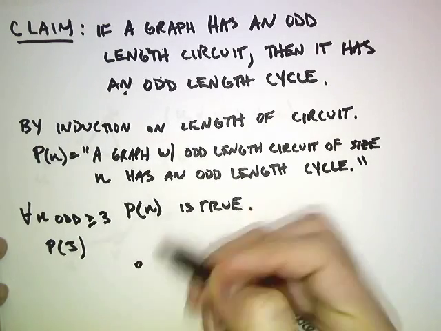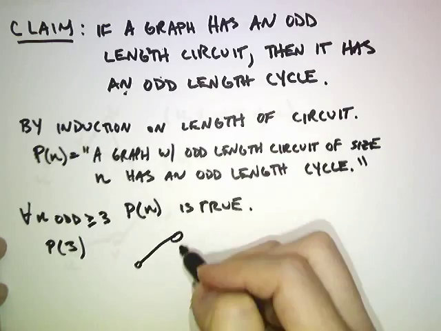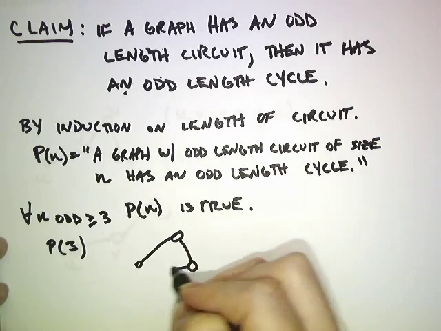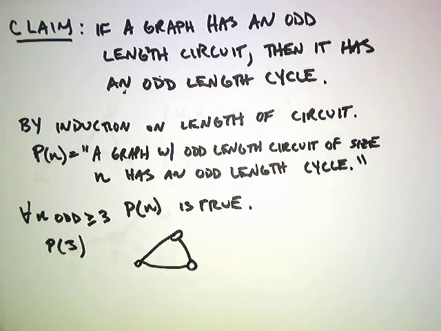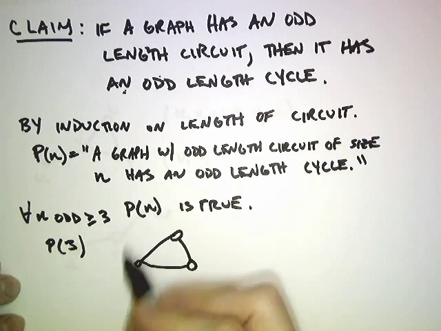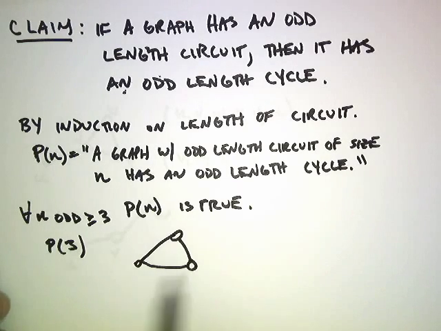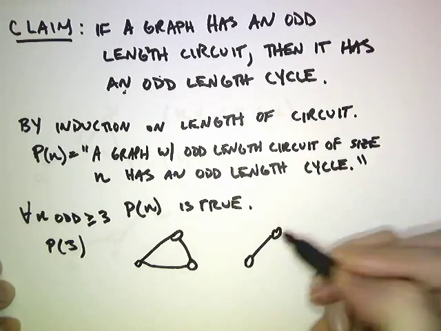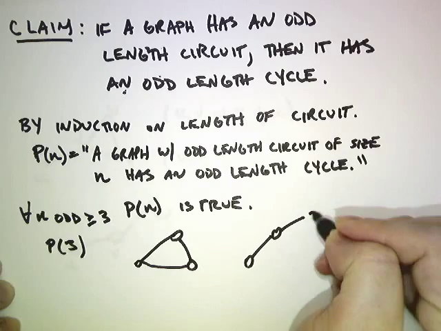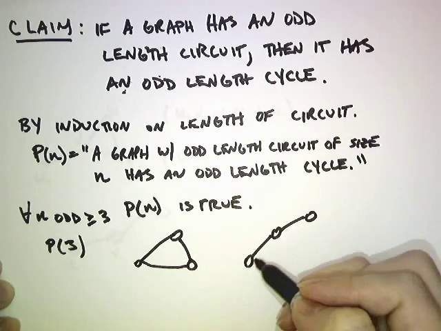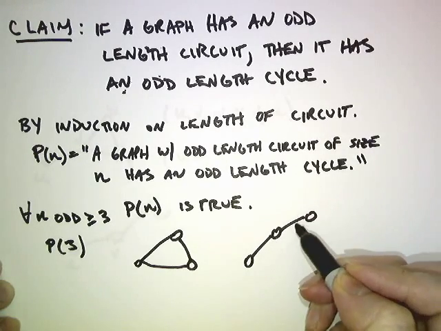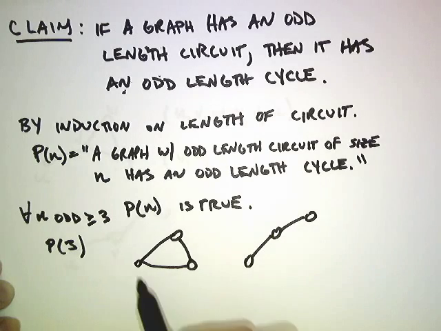Okay. So you'll notice that the only graph that has a circuit of size 3 is a triangle. There's no other way to get a graph with a circuit of length 3 unless you're drawing a triangle. I mean, you can try drawing something like this. You'll see that there's no circuit of length 3. The smallest circuit has length 4. 1, 2, 3, 4. So to get a circuit of length 3, you have to draw a triangle.